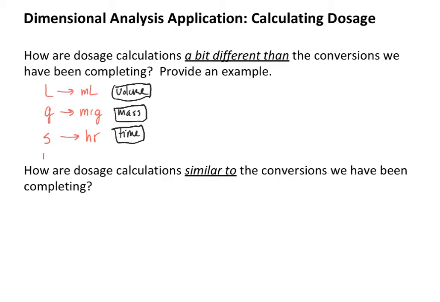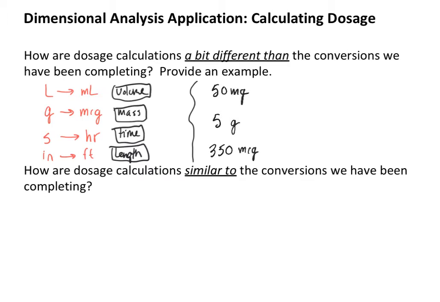Another one real quick, maybe we needed to go from inches into feet. And here, this is a dimension of length. So that is a conversion we know, 12 inches and 1 foot, so we can convert between those. What makes this week a little bit different, and with dosage calculations in particular, is that a patient, a client, yourself, whatever you're considering here, we're usually told the amount of medication a patient needs in mass. So a physician might prescribe someone receive 50 milligrams of the drug, or they might prescribe you get 5 grams, or maybe you need to get 350 micrograms. These are all measures here of mass.